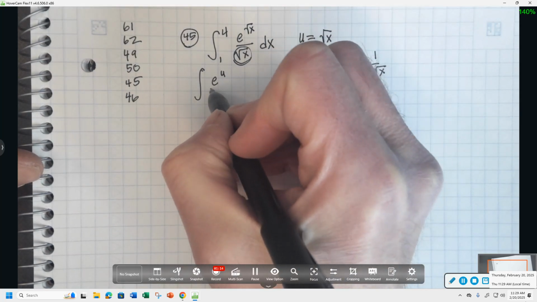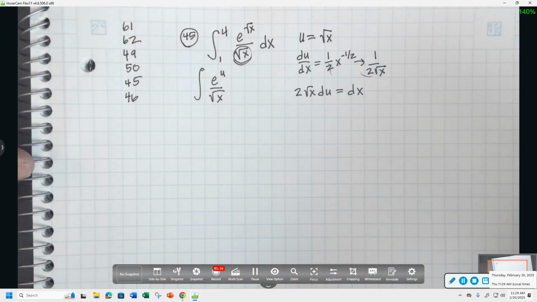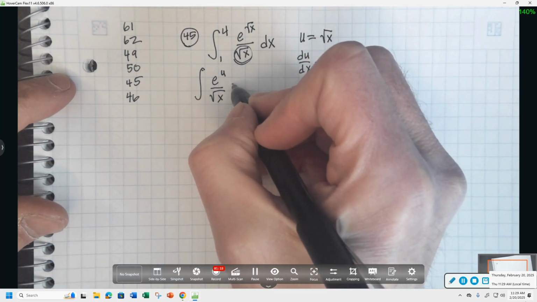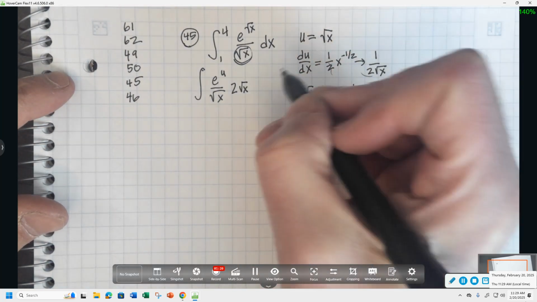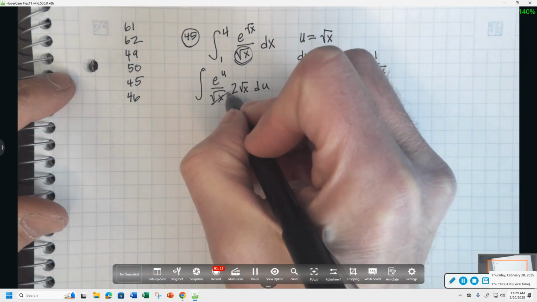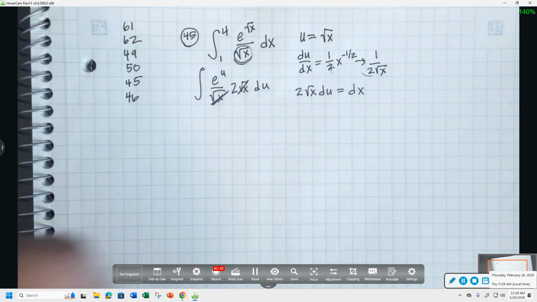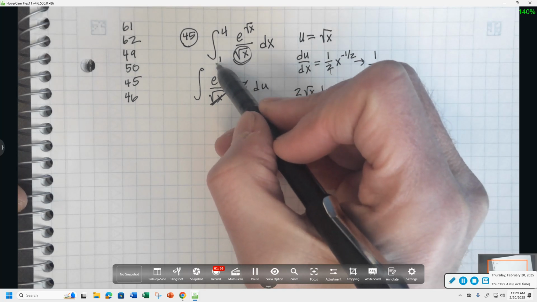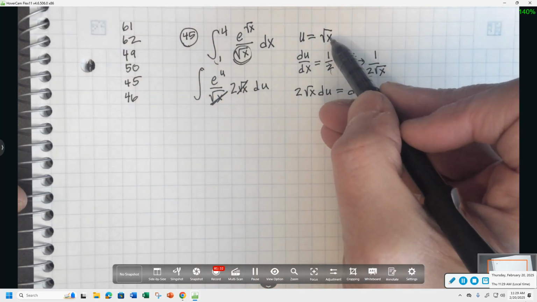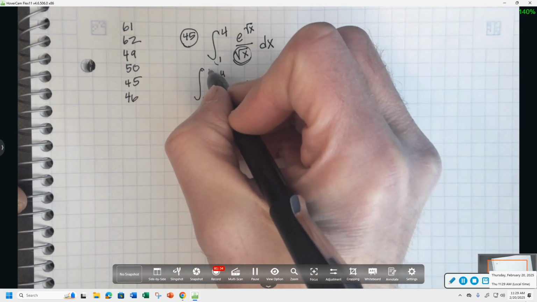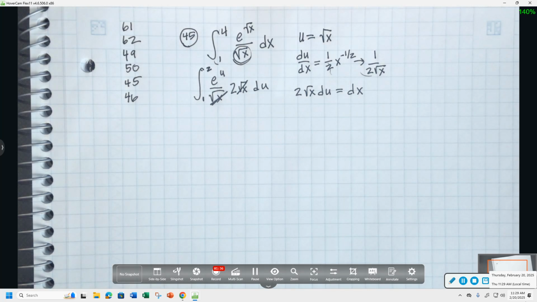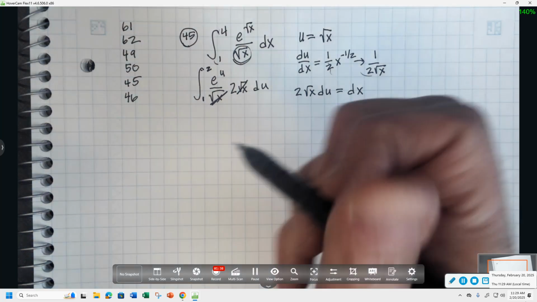We have e to the u. We're leaving that square root of x in there. We're replacing dx with 2 root x du. And then those square roots of x cancel. That's how I'm getting rid of the x's in there. I have to change my limits of integration. So I've got 1 and 4. I'm taking the square root of both of those, so it's going from 1 to 2.